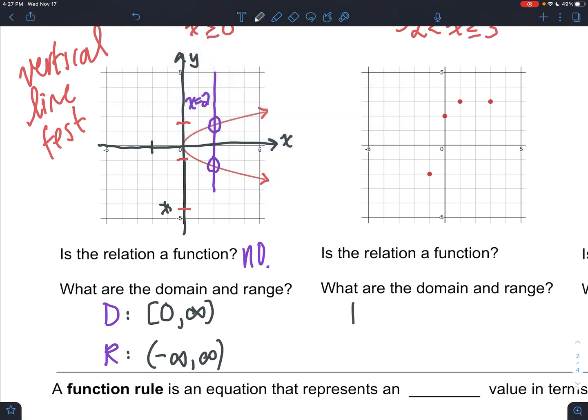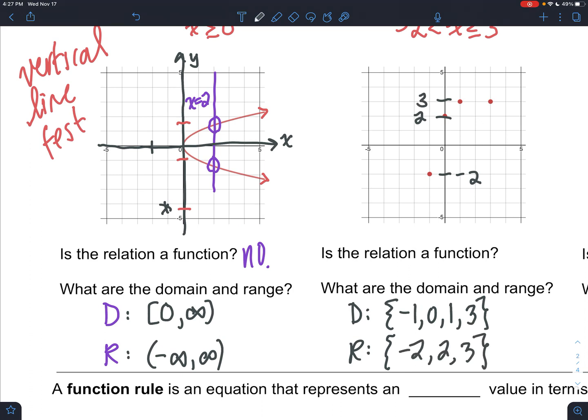So just jumping straight to that over here, the domain is going to be, here we're not going to use intervals because we have just a collection of points. So we'll use those set brackets again. And I'm going to list all the x values that are hit. And I'm also going to list all the y values that are hit. So -2, 2, and 3. I only list them once.